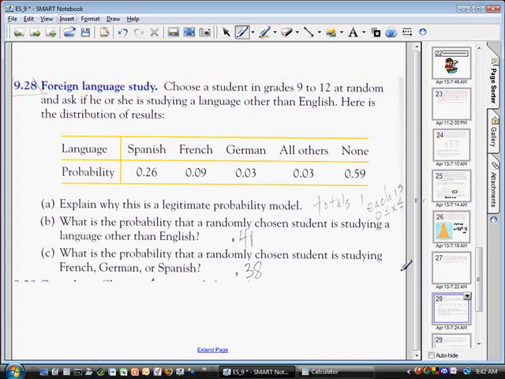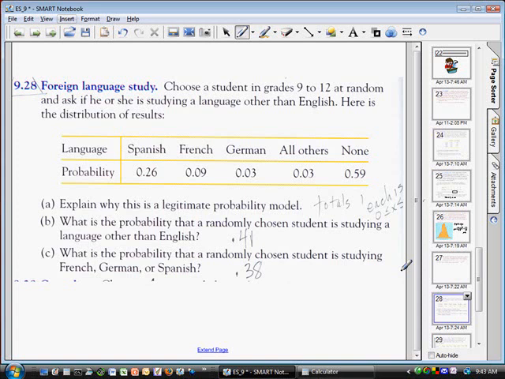Page 242. Foreign language study. Choose a student in grades 9 to 12 at random and ask if he or she is studying a language other than English. Here is the distribution of results. Okay, so 59% of the students are not taking a language other than English. Is it a legitimate probability model? Well, is the sum 1? 35%, 38, 41, 100. Yeah, it's legit.